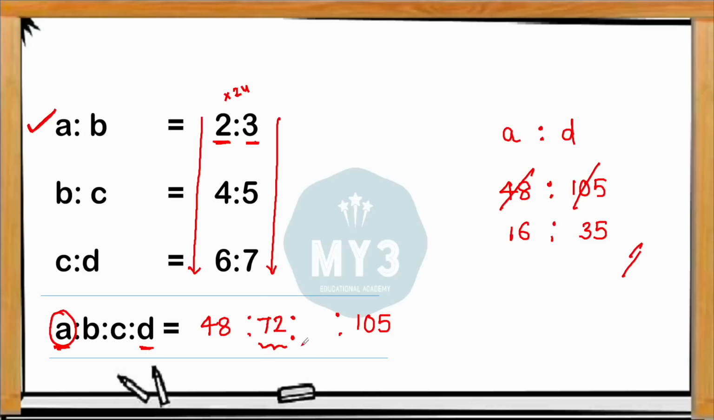And how to get C value? Just observe C is to D. And why I am taking C is to D? Because I have a D value completely. What is the D value? D value is 7 parts here. 7 parts become 105. 7 parts is 105 means multiplication factor is 15. If 7 parts become 105, 6 parts become 6 into 15, which is going to be 90. This is how you can find out A is to B is to C is to D.